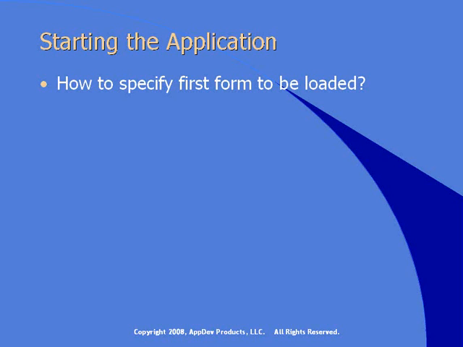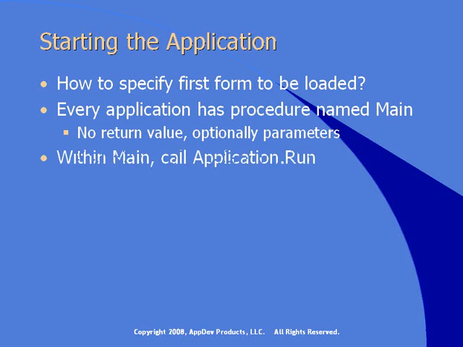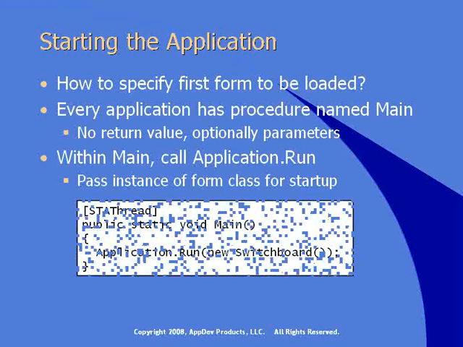Well, in code, every application has a procedure named main. The .NET runtime looks for this procedure and calls it. Main never has a return value, but could optionally have input parameters. Within main, you need to call the application.run method and pass application.run an instance of the form class for startup. The code looks like this.